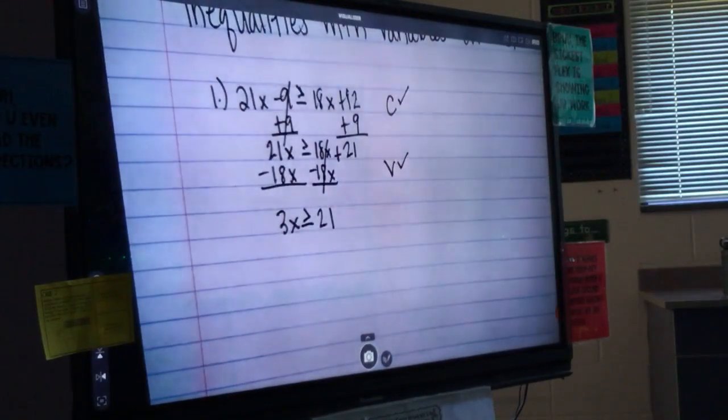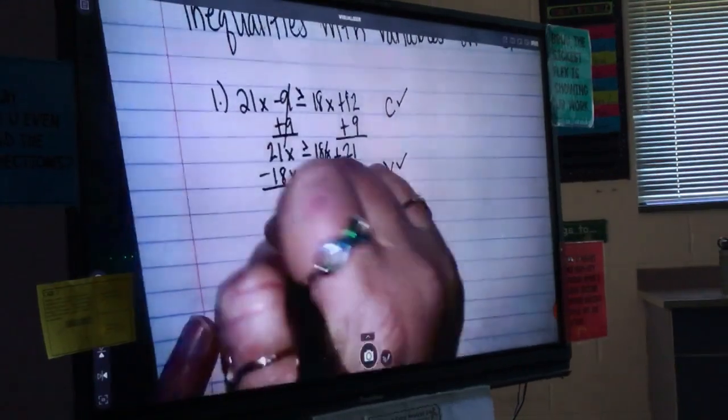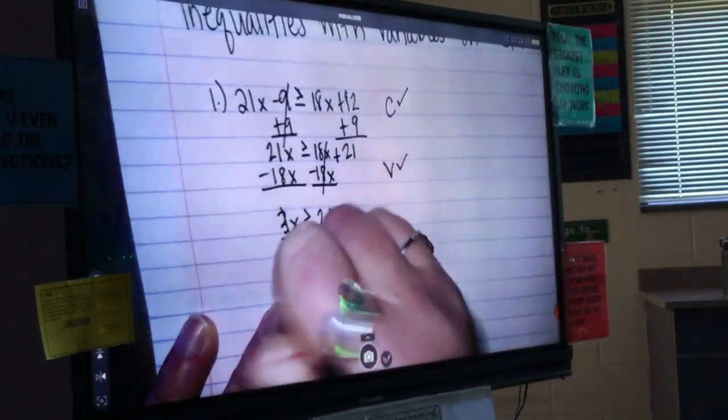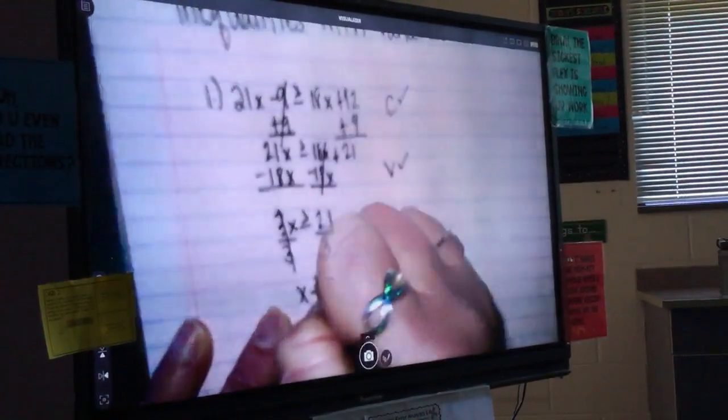So now you just divide. Yep, now I just divide by 3. Divide by 3. X is greater than or equal to 7. And I'm done.